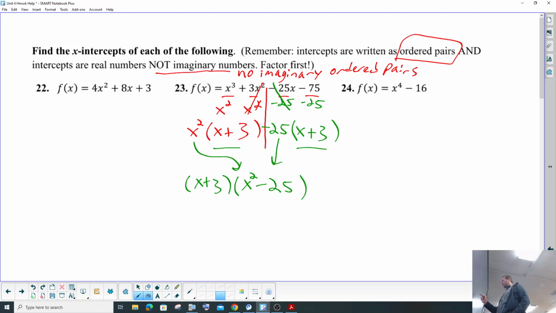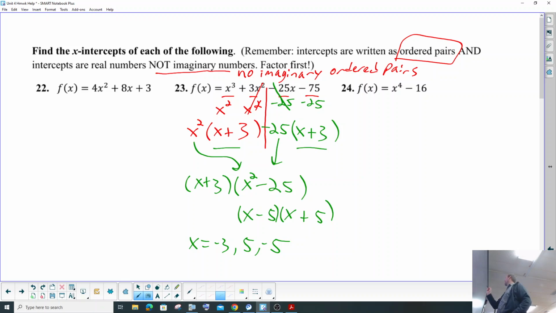So we can factor it more, set them equal to 0, whatever you like there. I'm going to factor it more because I do know that this is a difference of squares. So that's going to factor into x and x, 5 and 5, negative and positive. So then we have 3 x-intercepts. We have x equals negative 3, positive 5, and negative 5. Change the signs when they come out of the parentheses.